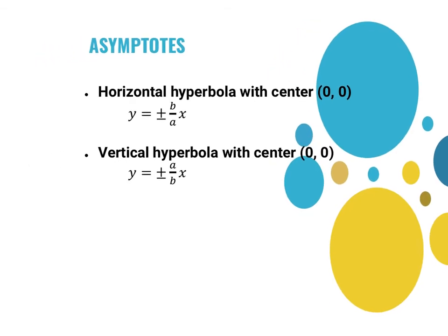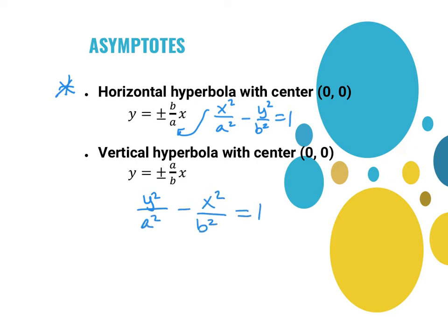So let's go ahead, and this slide has the formulas for the asymptotes. So again, when it's horizontal or touching the x-axis, the formula would have been this: x squared over a squared minus y squared over b squared, and it has to equal 1. So when you see x squared first, this is the formula you're memorizing for the asymptote. When it's vertical, it'll be y squared. Again, a squared is always first, and then the b squared. And when you see y squared first, then it'll be a over b. So just memorize these.